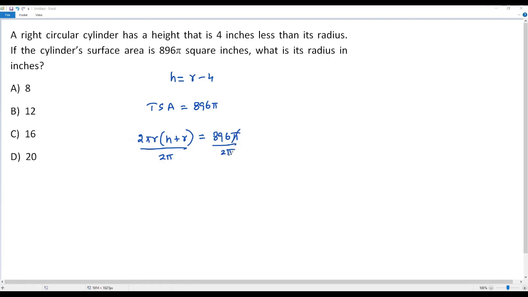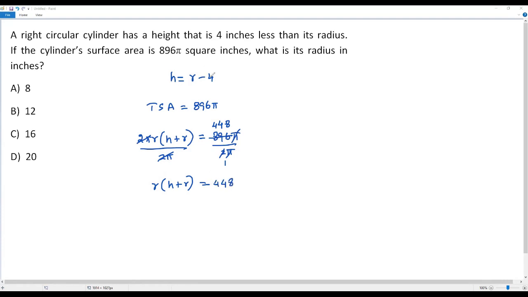When I do so, this 2 pi will cancel. 2 goes into 2 one time and 2 goes into 896 448 times. Here this 2 pi and 2 pi will cancel. I am getting r times h plus r equals 448. Already we know that h equals r minus 4.